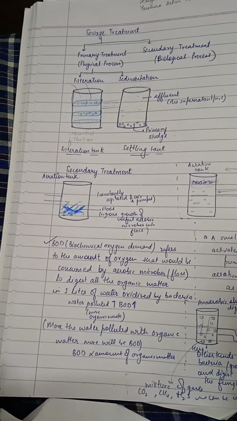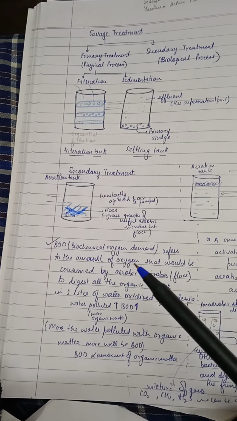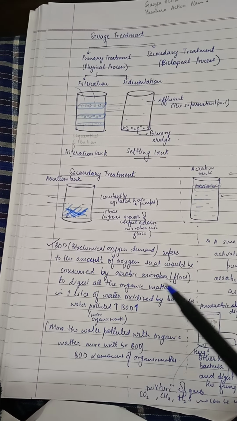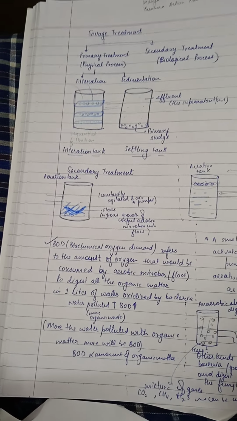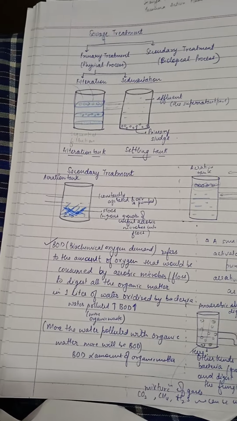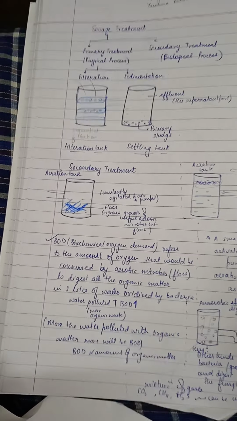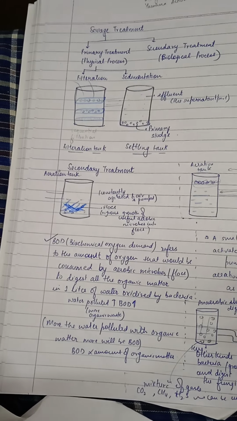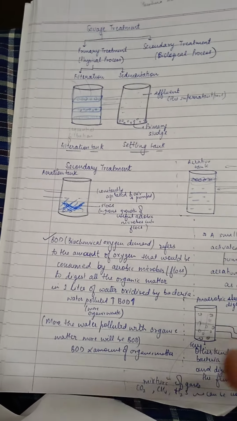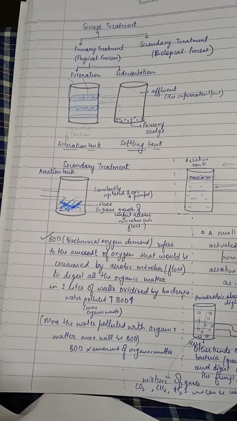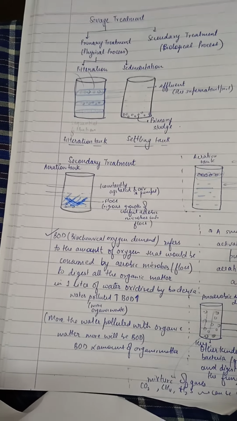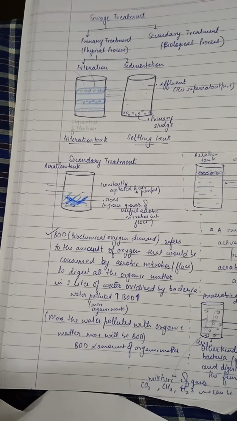Now you may be wondering what is BOD. BOD is biochemical oxygen demand, which is the amount of oxygen that can be consumed by aerobic microbes, that is flocs, to digest all the organic matter in 1 liter of water oxidized by bacteria. So basically, by common sense, if water is polluted, then the BOD is more. The water we drink has less BOD.